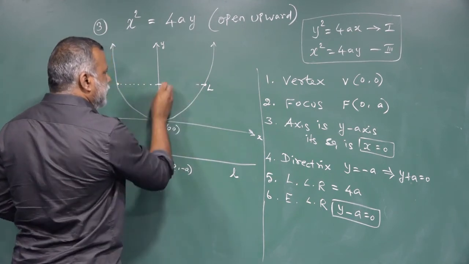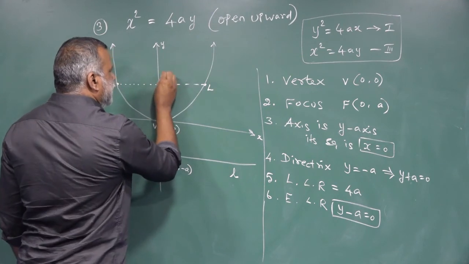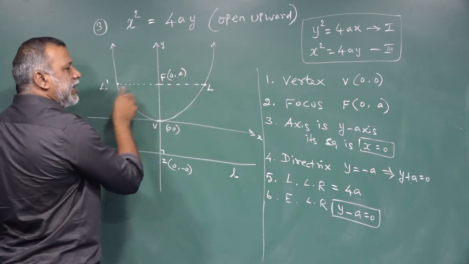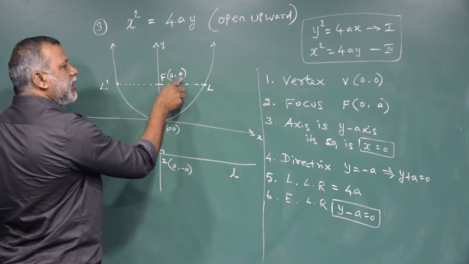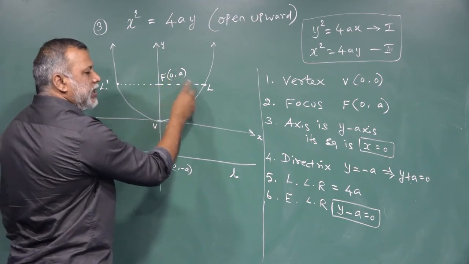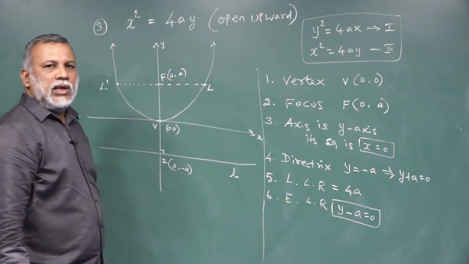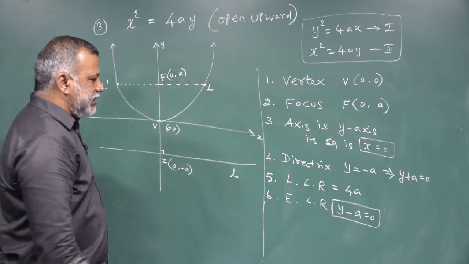See, this is the latus rectum. This is the focus. Focus is 0 comma a. See, this line passes through the point 0 comma a. The value of y equal to a. So convert it to the same side: y minus a equal to 0. That is the equation of the latus rectum.